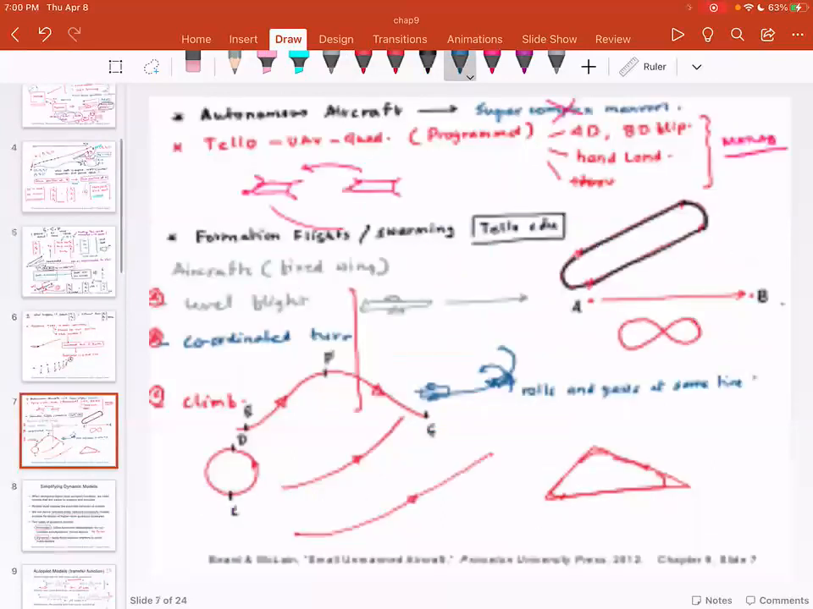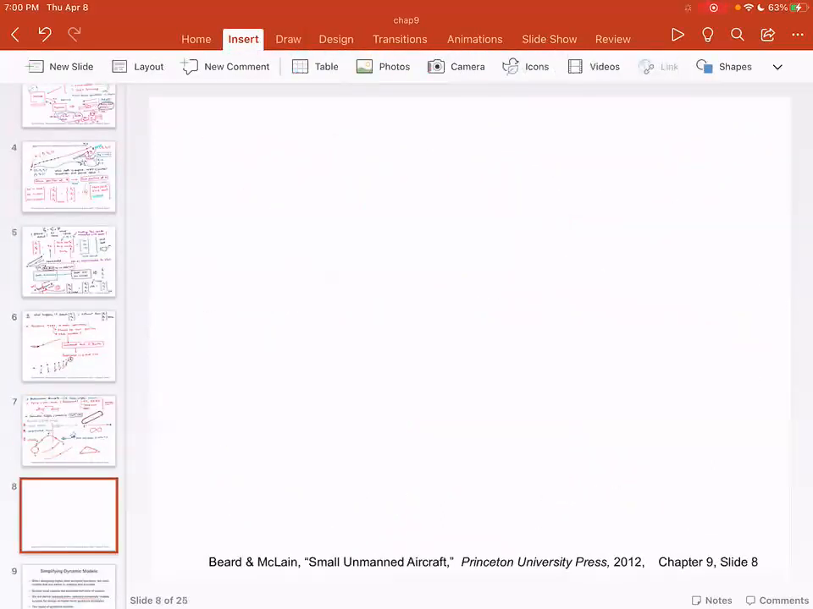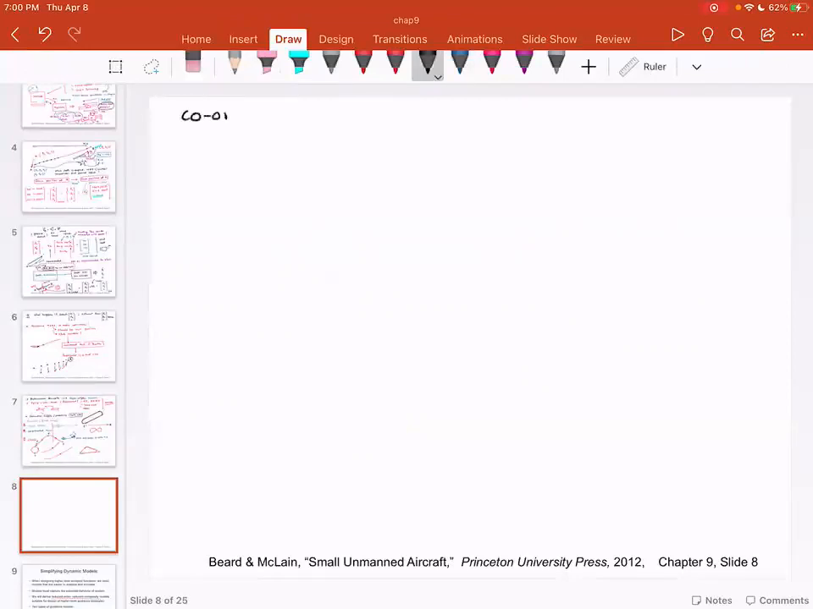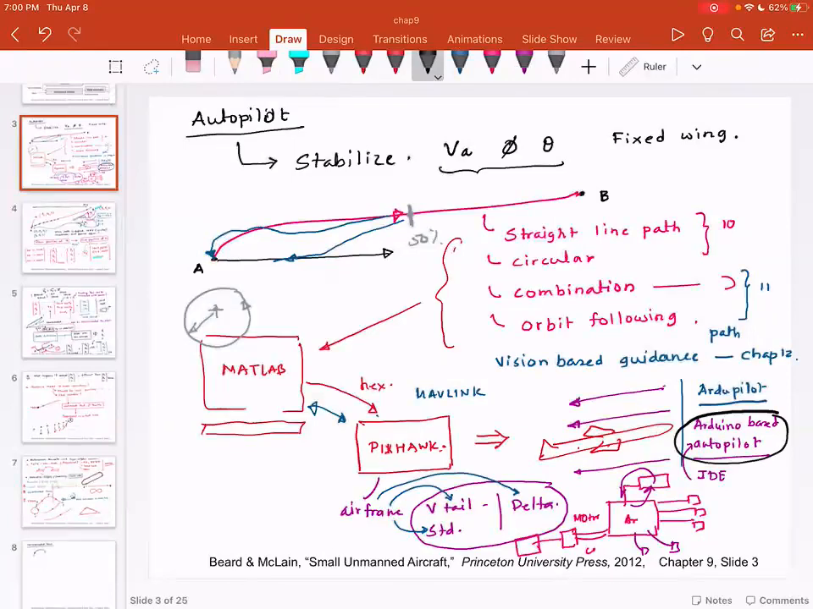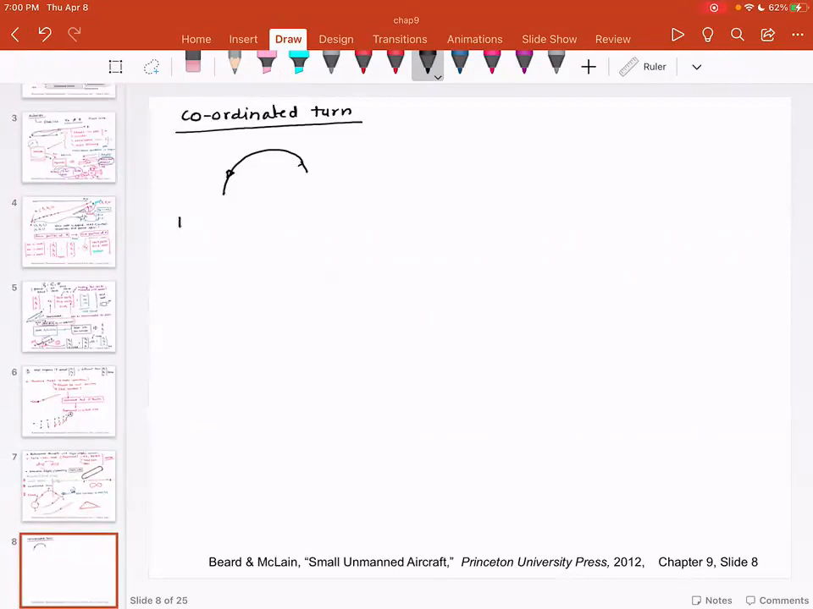Okay, so now let me give you the fundamental concept for coordinated turn. Coordinated turn means I want my aircraft to turn. Let me write this first and foremost in terms of the path angles, or the path variables. This is what I want the UAV to do.